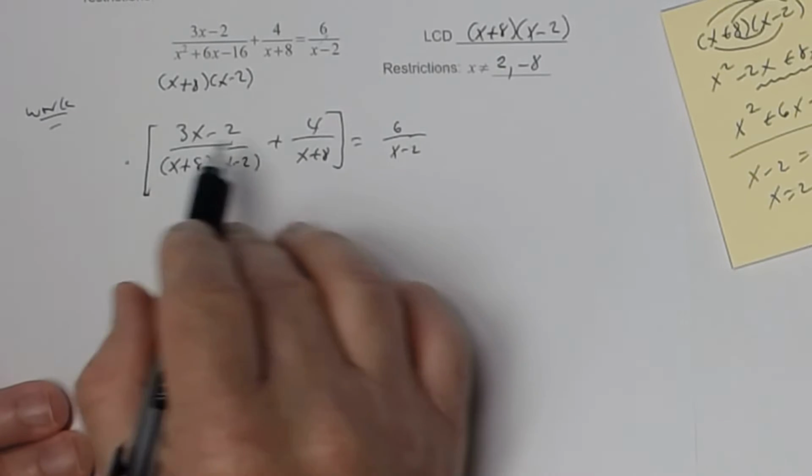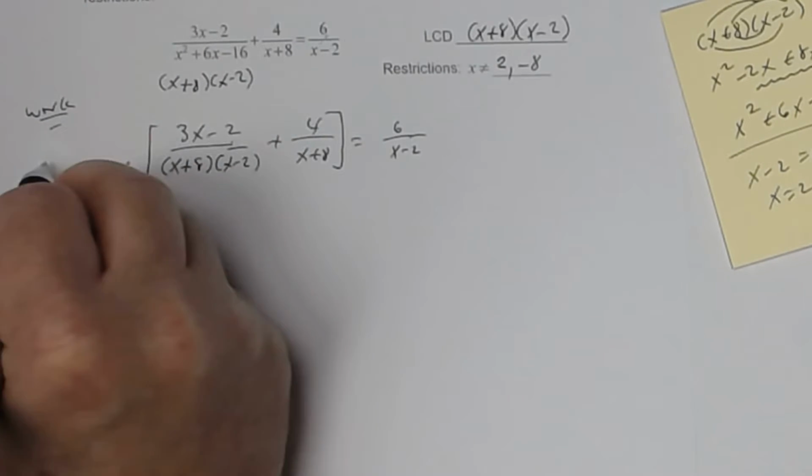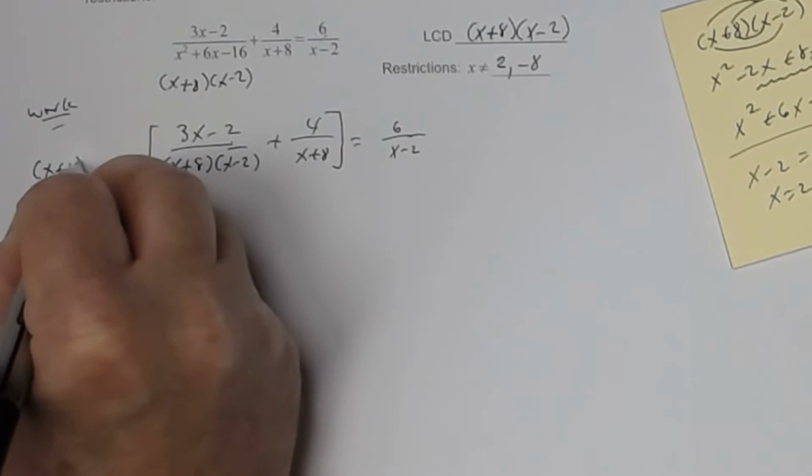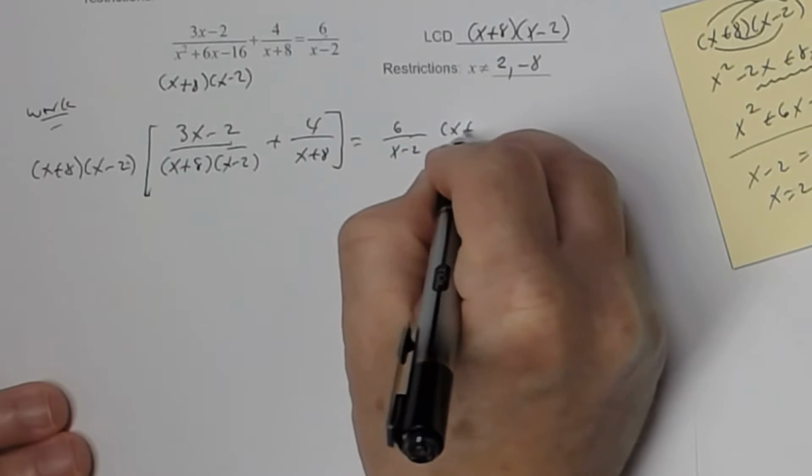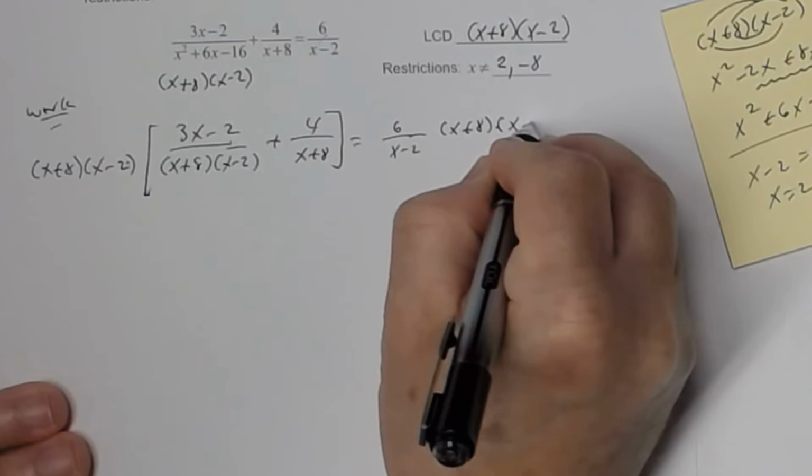All right, so you're going to multiply both sides by the least common denominator, which is x plus 8 times x minus 2. Same thing here, x plus 8 times x minus 2.